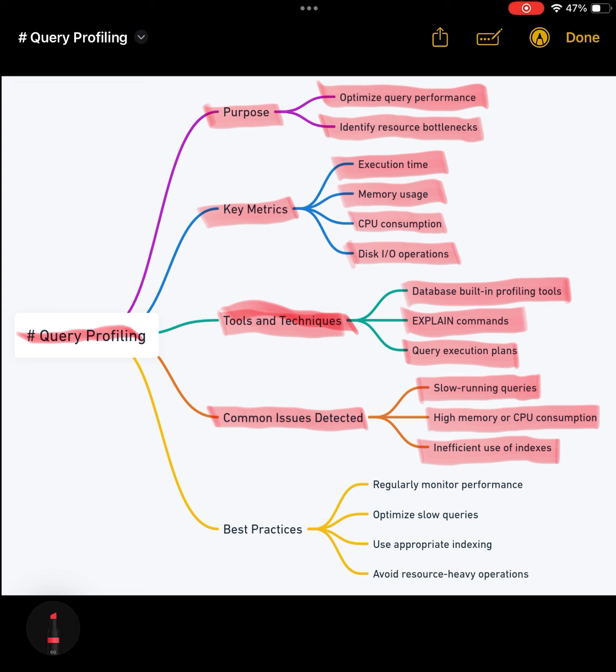5. Best practices. To optimize queries and maintain good system performance, the following best practices are recommended. Regularly monitor performance. Continuous monitoring helps catch performance issues early. It allows for proactive optimization before issues become critical. Optimize slow queries. Profiling helps to focus on the queries that are the most resource-intensive, ensuring that efforts are directed towards those with the greatest impact on performance.